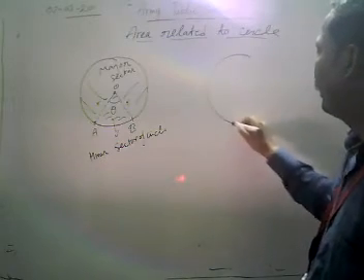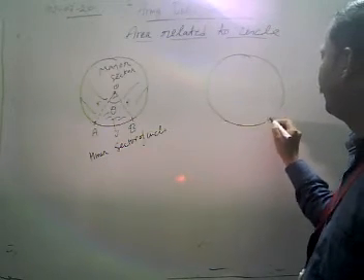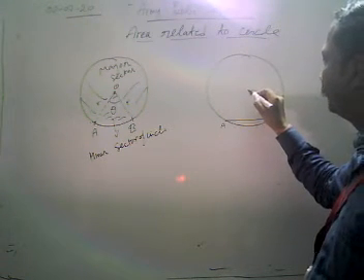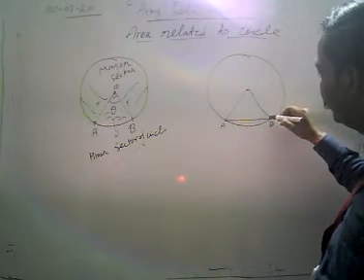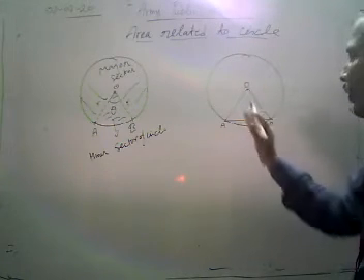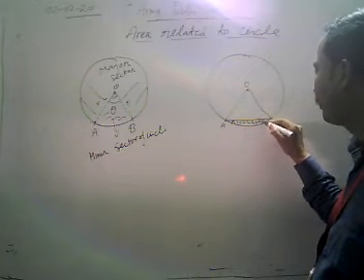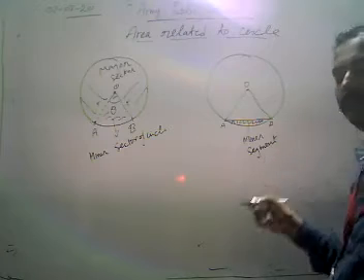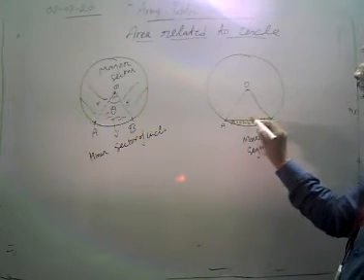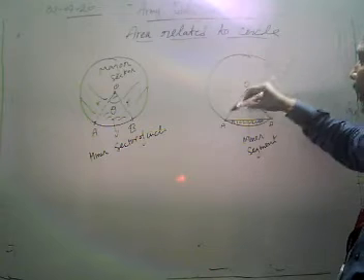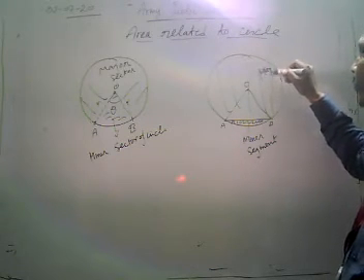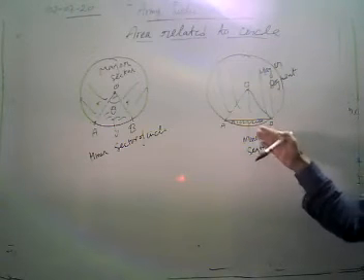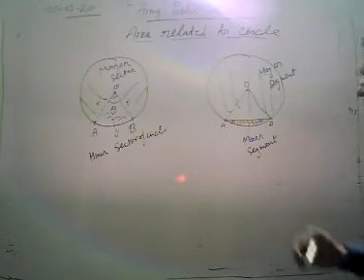Now also, suppose we have a line segment AB, and we join it with the center O. Now this region is called the minor segment. This is our minor segment, and the whole complete remaining segment is known as the major segment. This is our minor segment. This is our major segment.